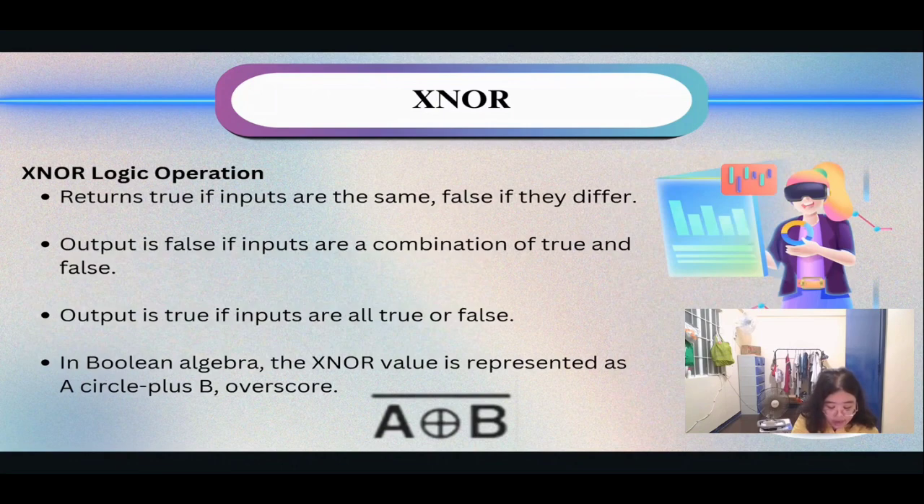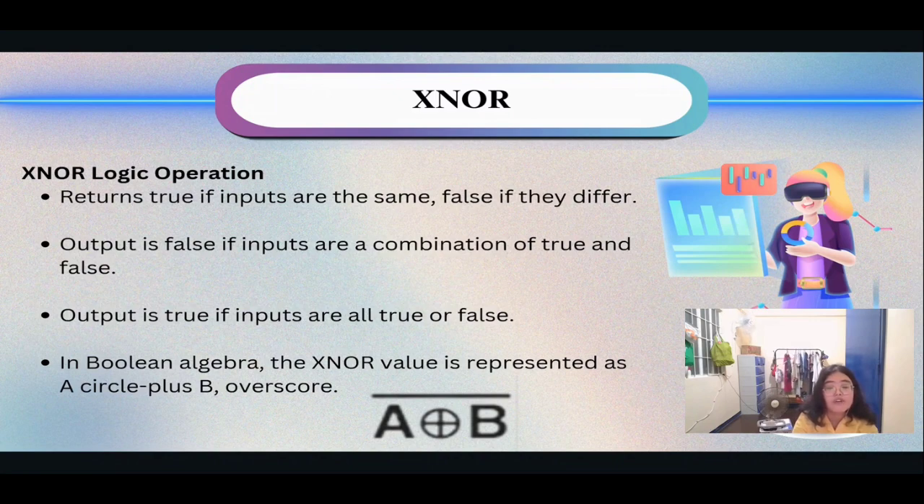To summarize, the XOR operation gives the true, 1, output when the inputs are different. For identical input combinations, the output is false, 0.